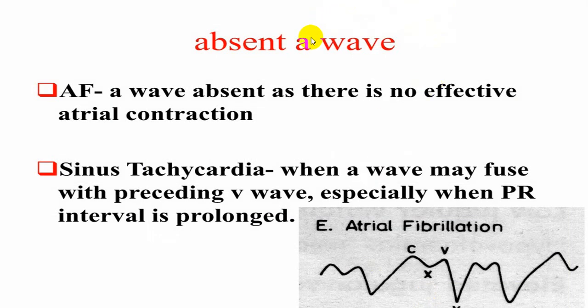A wave will be absent. I've already told you, if the atrial contraction is very poor, classical in case of atrial fibrillation. Not very common. If there is a severe sinus tachycardia, then you might have a little decrease in the A wave, and in that case you might have an absent A wave. Not very common, but the classical example of absent A wave is only atrial flutter fibrillation. Fibrillation is a better example rather than atrial flutter.